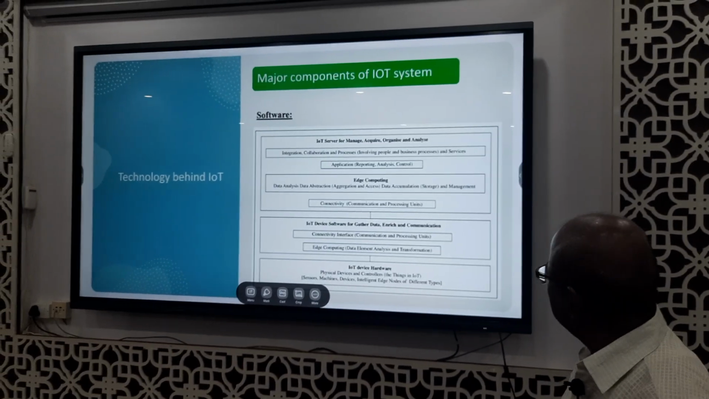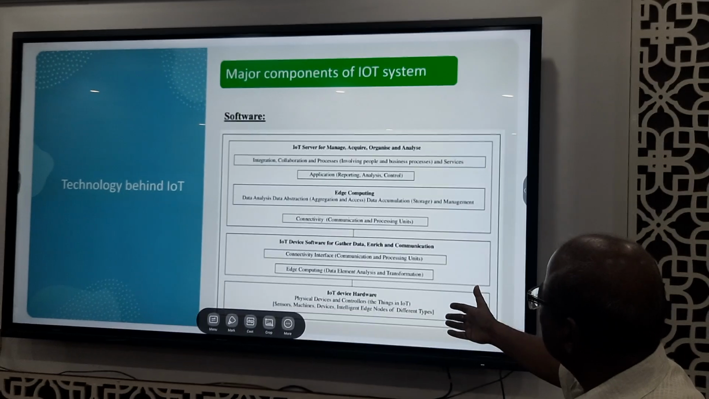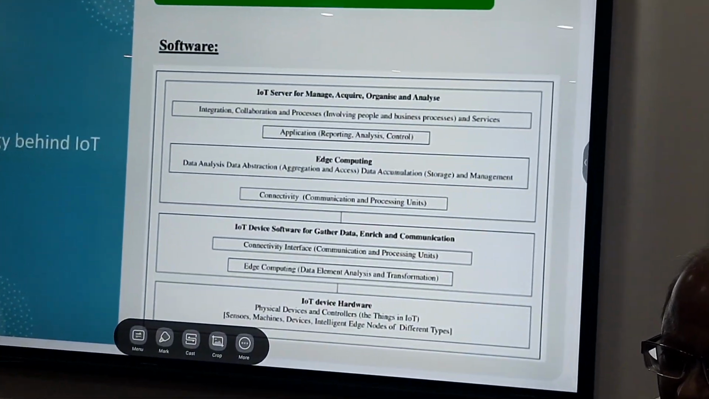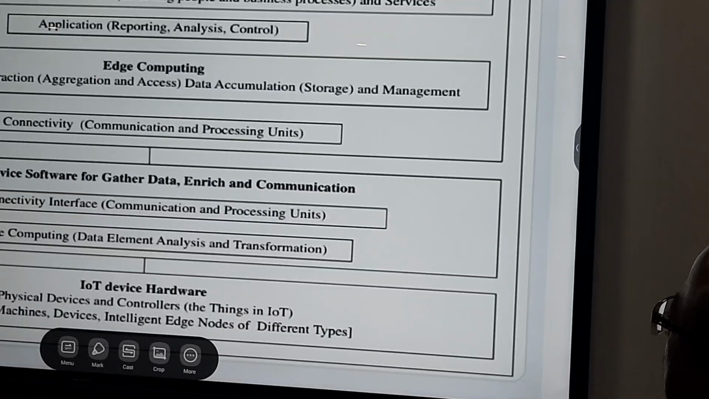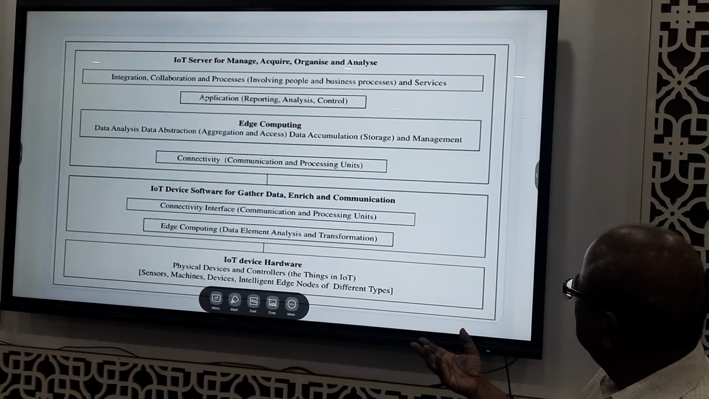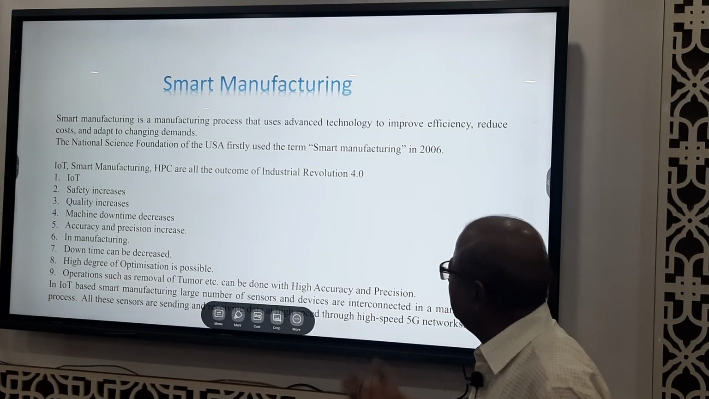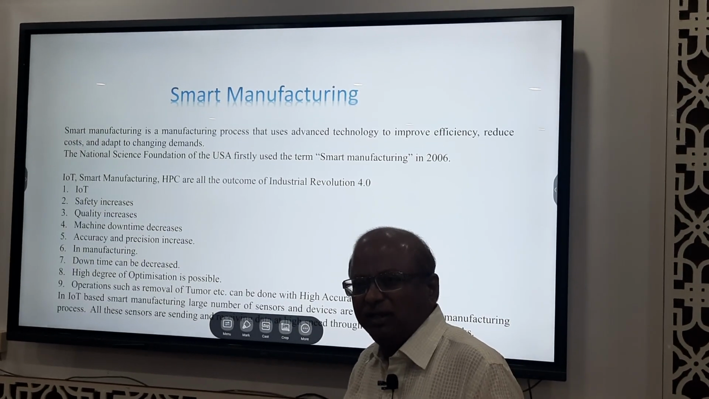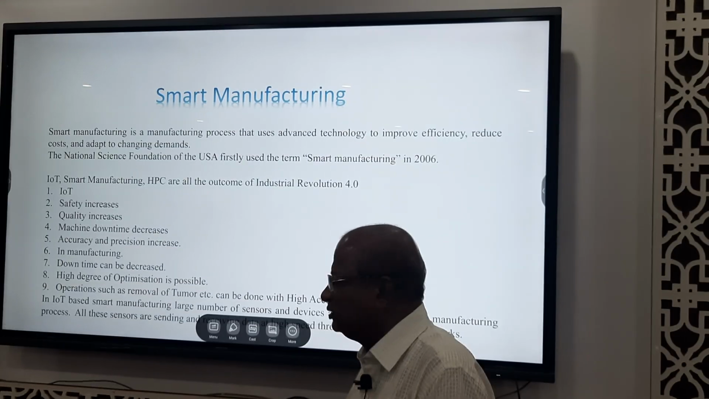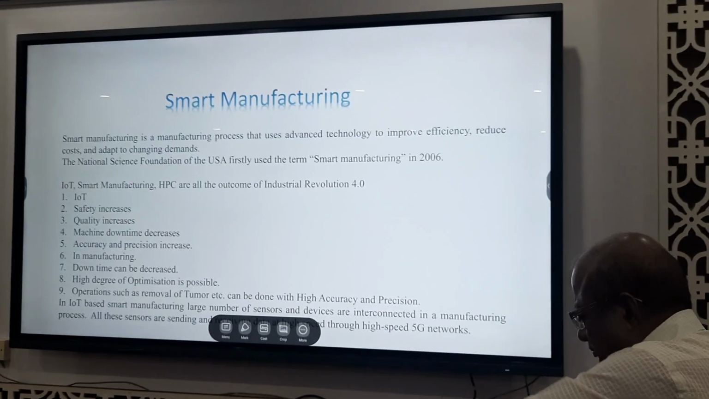So various softwares, we are not going into the details of softwares, but ultimately the technology behind that, the concept behind that, I have tried to tell you. So edge computing, etc., hardware, and coming to smart manufacturing, because this FDP is primarily on IoT and smart manufacturing. Just a minute.